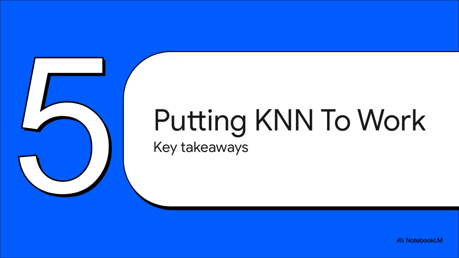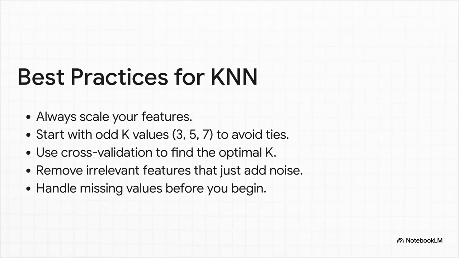All right, so let's bring it all home. We've gone through the theory, the puzzles, the solutions. Now let's talk about the practical, real-world rules for putting KNN to work and getting good results. If you're going to use KNN, you've got to follow a few golden rules. Number 1, and I can't say this enough, always scale your features. It's non-negotiable. It's also a good idea to use an odd number for K, like 3, 5, or 7, just to avoid annoying ties in the voting.